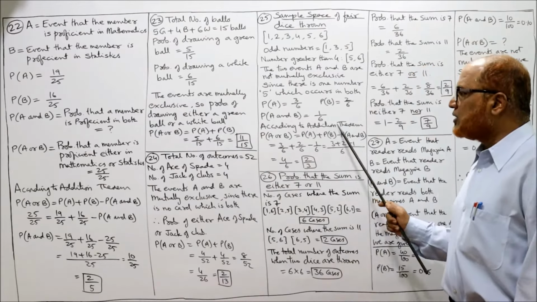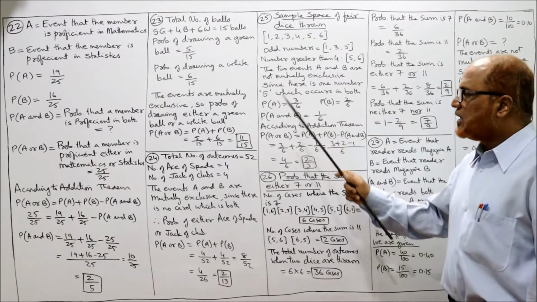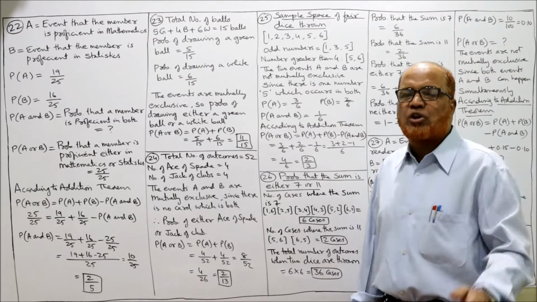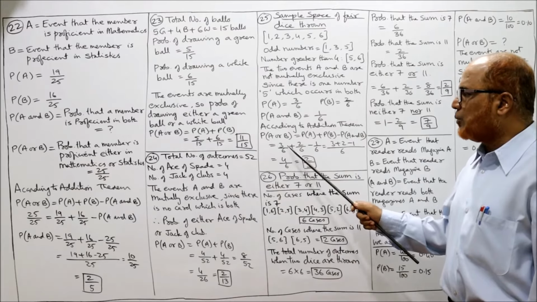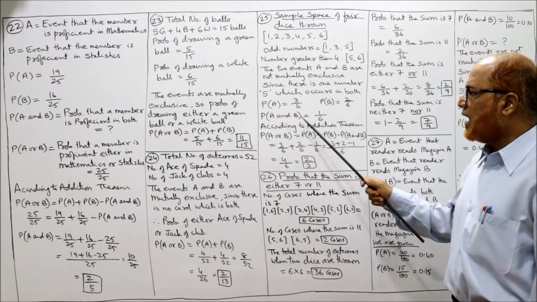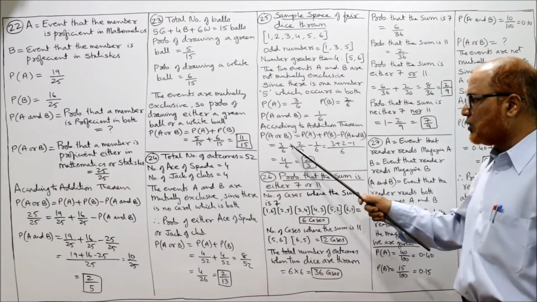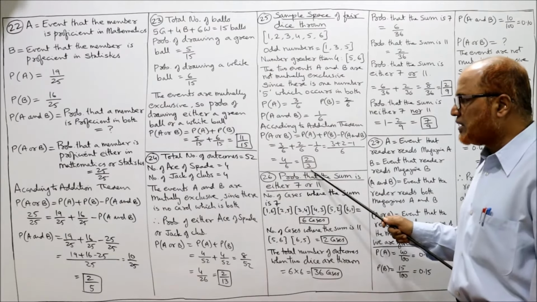Now according to the addition theorem, because the events are not mutually exclusive events, that's why we apply the formula P of A or B is equal to P of A plus P of B minus P of A and B. So P of A or B is equal to P of A is 3 by 6, P of B is 2 by 6 and P of A and B is 1 by 6. LCM 6 अगर ले लेंगे तो 3 plus 2 minus 1, 4 by 6, 2 by 3.